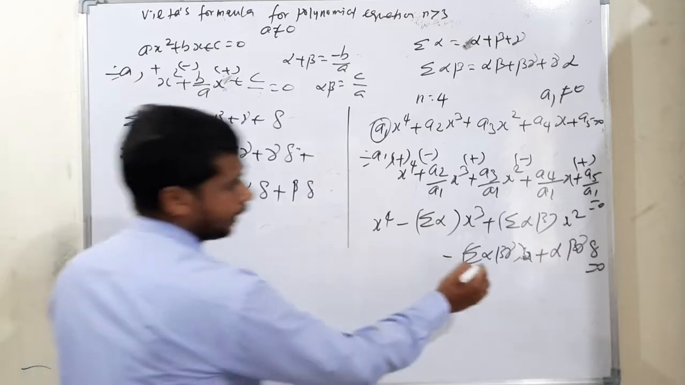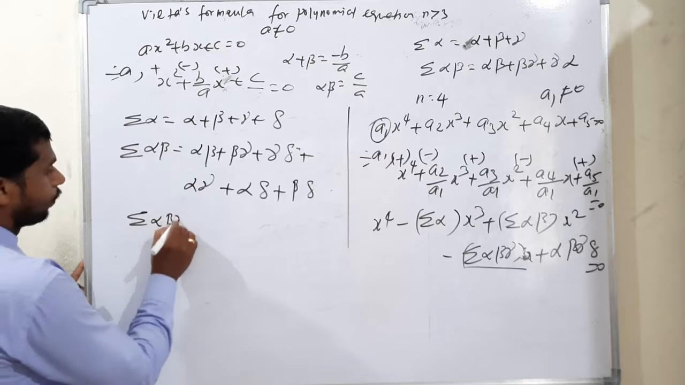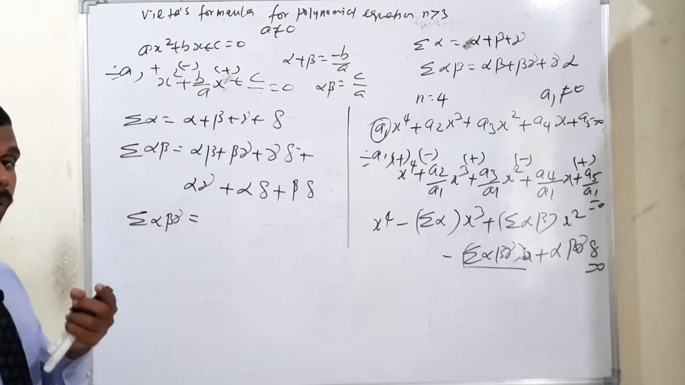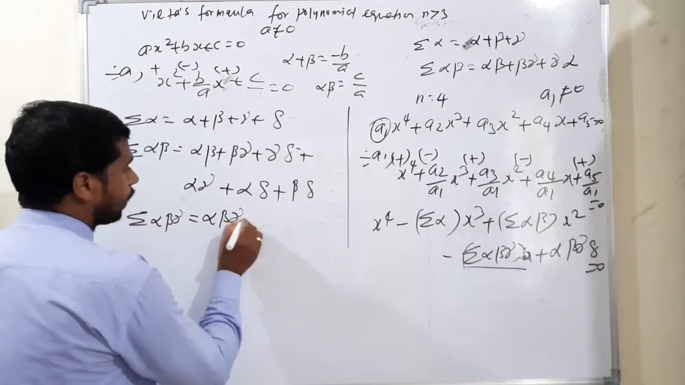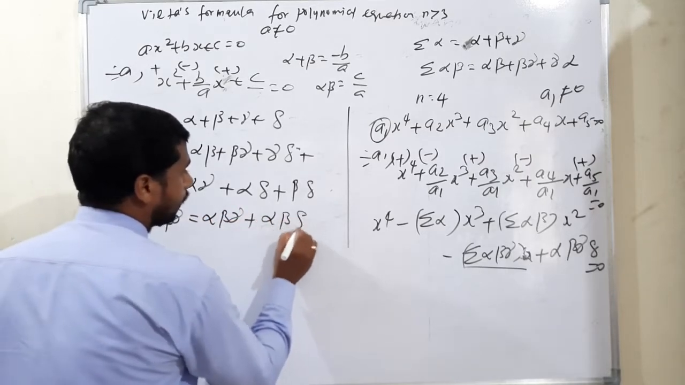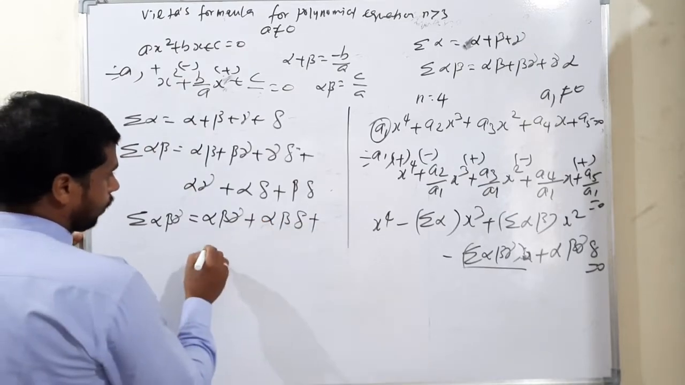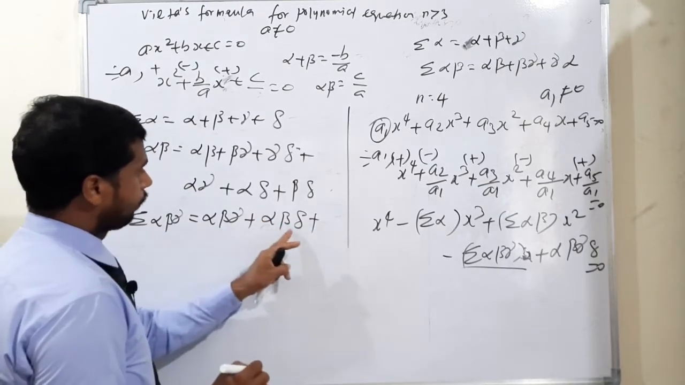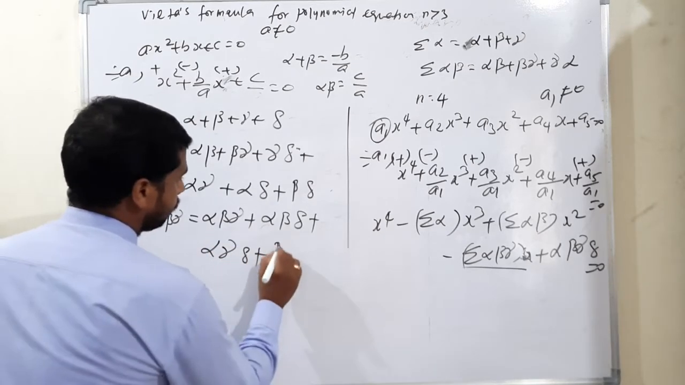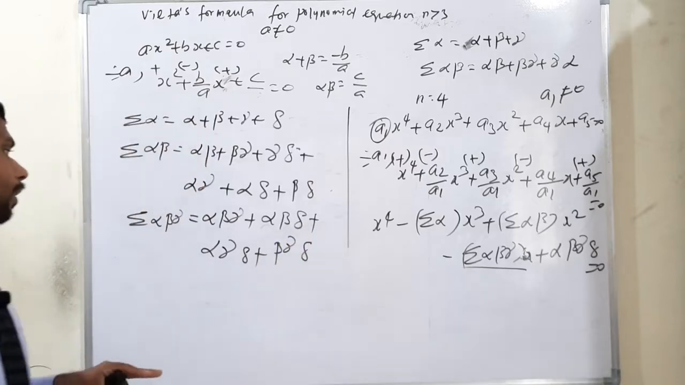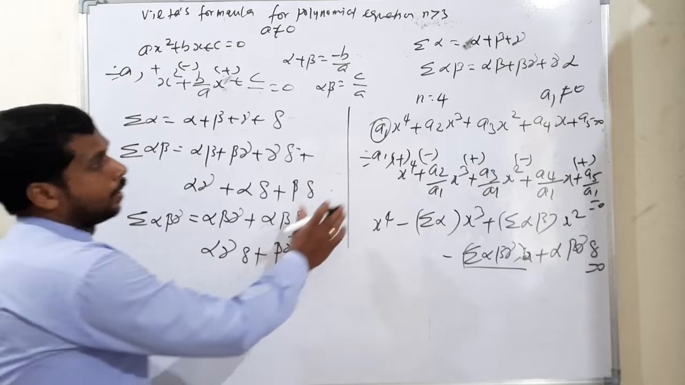Okay, now next time, summation of alpha beta gamma. Summation of alpha beta gamma is equal to sum of product of the roots taken 3 at a time. So taken 3 at a time means alpha beta gamma, again alpha beta delta, next one alpha gamma delta, last condition beta gamma delta. Okay, this is sum of product of the roots taken 3 at a time. This is for nth root 4.